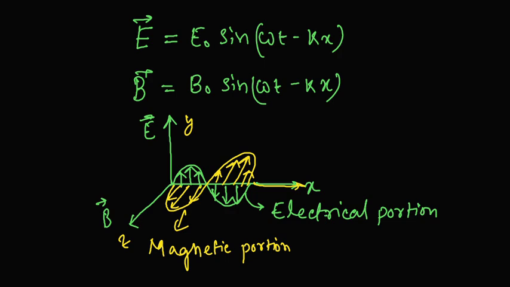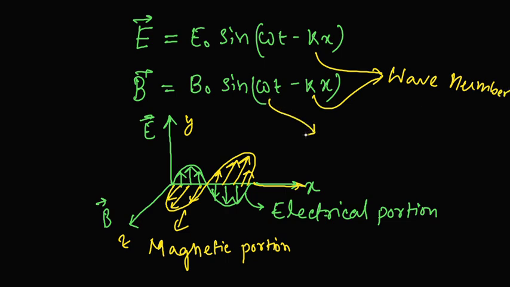Thus this electromagnetic wave is created. Here k is the wave number, and in both cases omega is the angular frequency. Thus the electromagnetic wave is created.